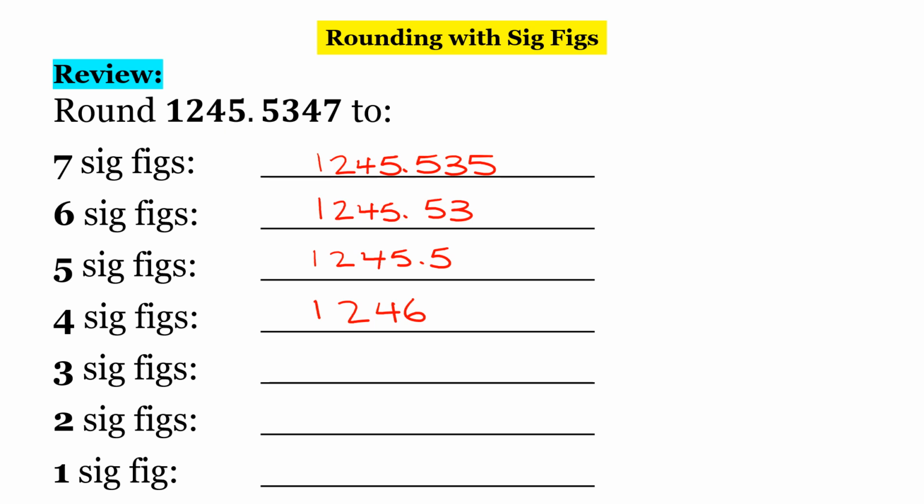Now here's where it gets a little trickier. For 3 sig figs, we know that it's going to be 1, 2, 5, and then we need to include a 0 here. Remember, we're not going to include a decimal point here. If I put a decimal point after the 0, we would have 4 significant figures. Without the decimal point, this is just 3.